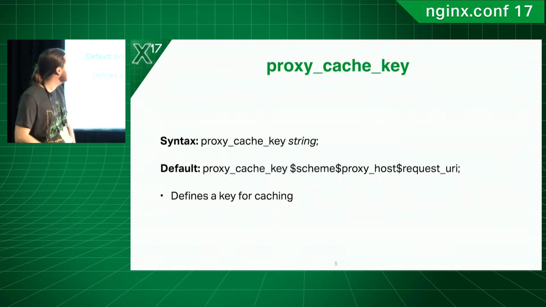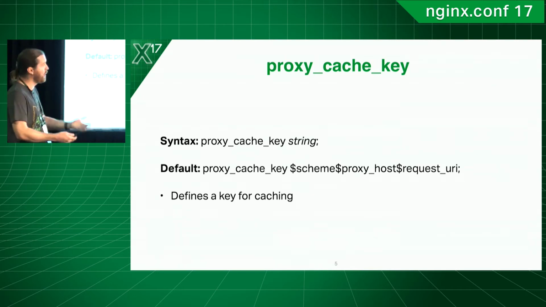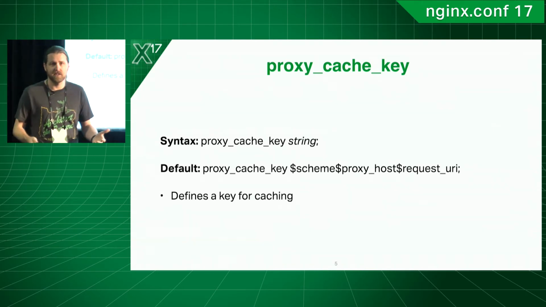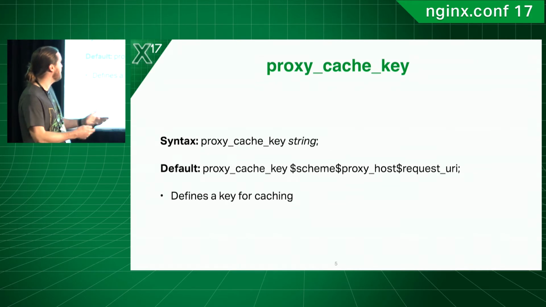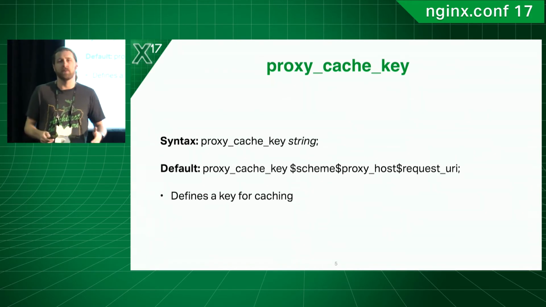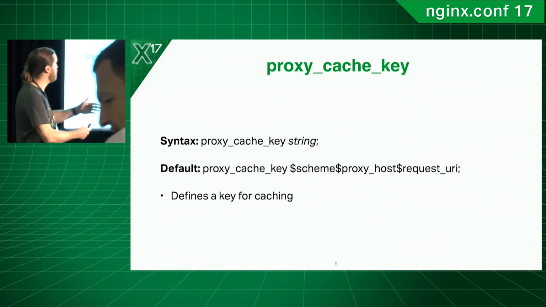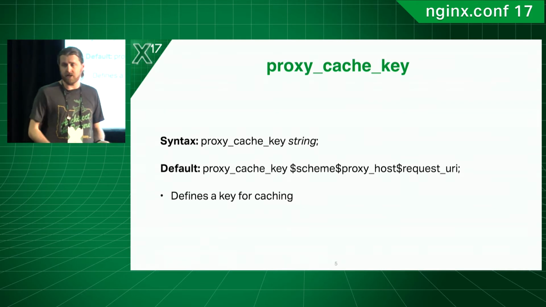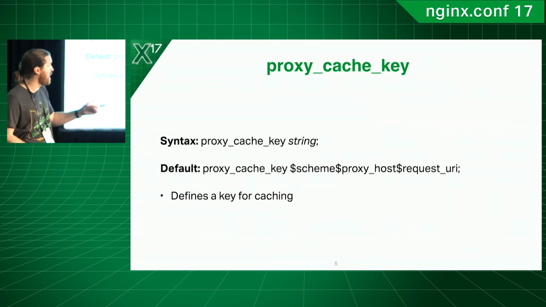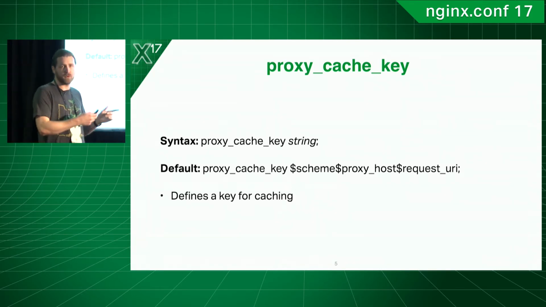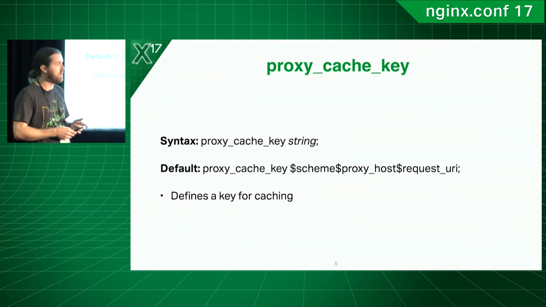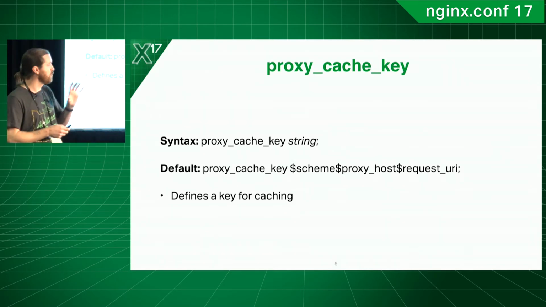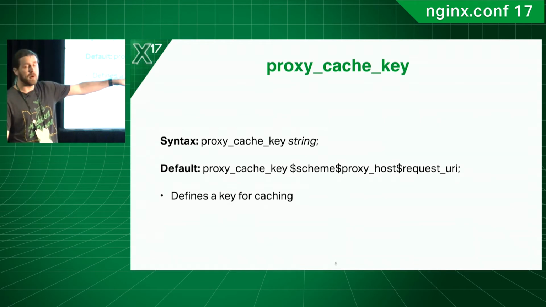It's really straightforward. The core component to caching is the cache key. The cache key has a default value, so you don't actually have to specify it in your configuration. This is the most common configuration, just using standard caching. It uses the scheme, which is whether HTTP or HTTPS, and then it uses the proxy host, which is the upstream group that gets selected when it's proxying to that group of servers. Then it has the full request URI, including any arguments.